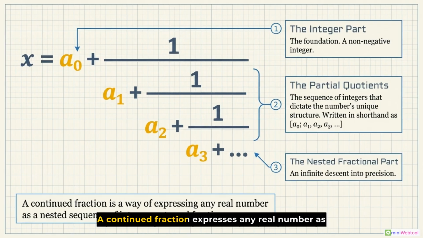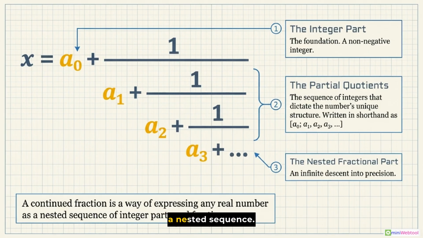A continued fraction expresses any real number as a nested sequence. It consists of the integer part, the partial quotients, and the infinite nested fractional part, providing a precise structural representation.